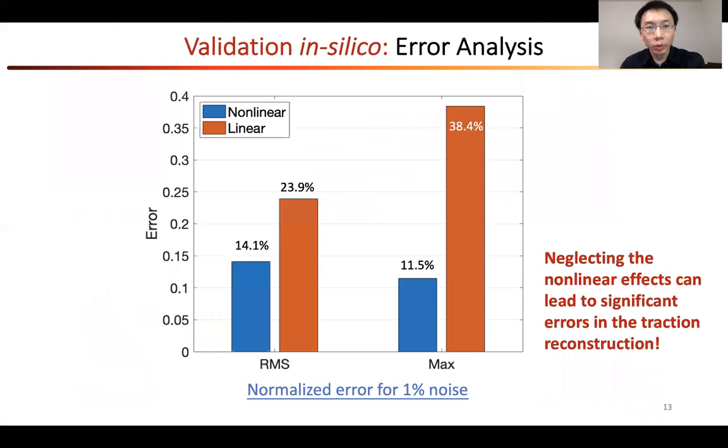All right, so here are the results. We can see that a nonlinear approach can fairly accurately recover the tractions in terms of both the root mean square of the traction and the maximum magnitude of the traction. However, a linear approach can generate large errors. So it can be as large as almost 40%. So this means that neglecting the nonlinear effects can lead to significant errors in the traction reconstruction.